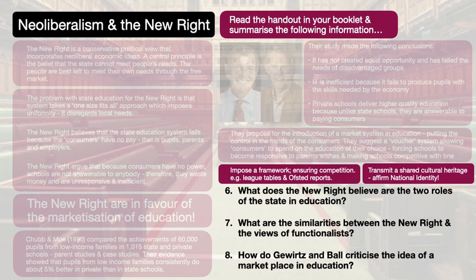And this we already see through the league tables that are produced about schools, showing how well they've done in exam results and so on. But also, of course, Ofsted, the school regulator in the UK, who produce reports giving a school a judgment. The other thing that the neoliberals and the new right believe the state should take a role in is transmitting a shared cultural heritage.